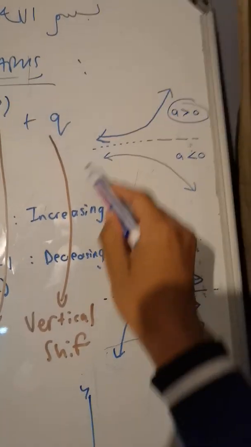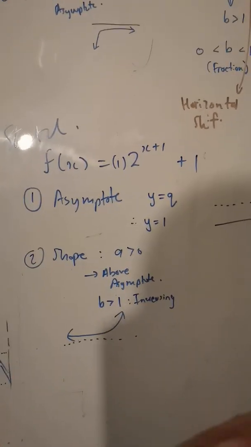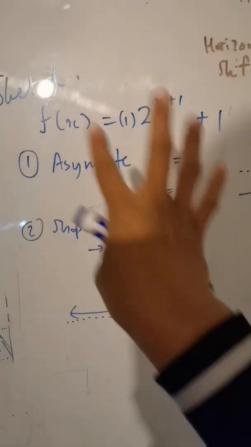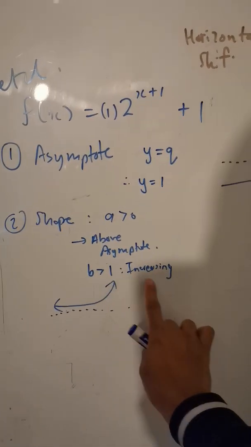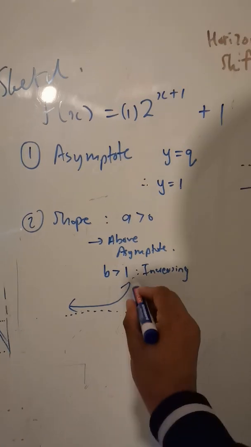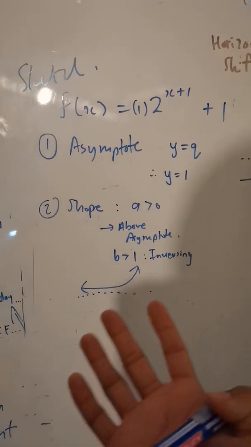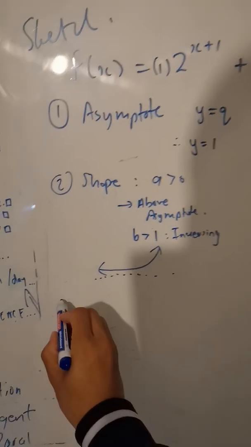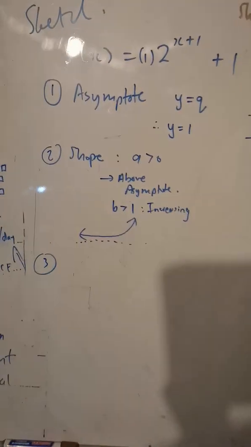You see how easy it becomes? You see the link, the connection, how to analyze it. So b more than 1 is an increasing graph. The graph is going to look like that. So we can kind of predict how the graph is going to look. You understand?